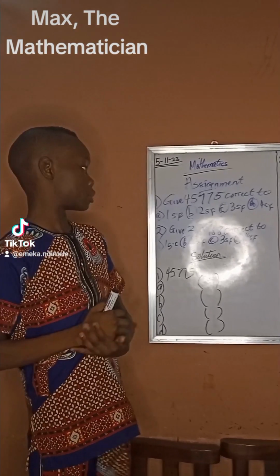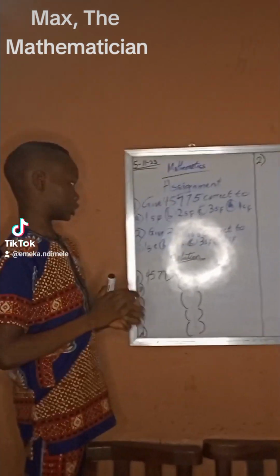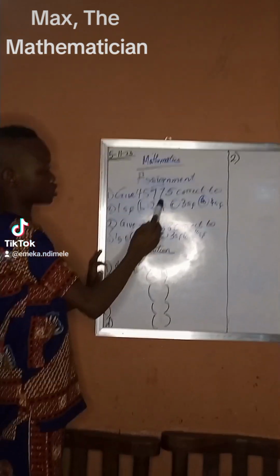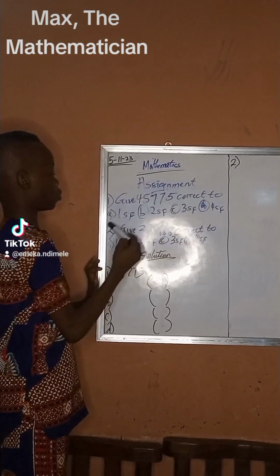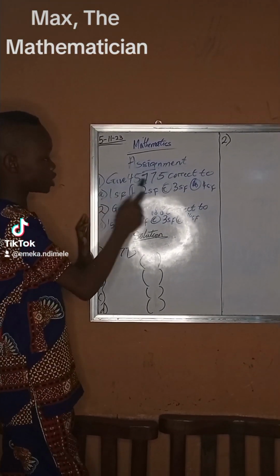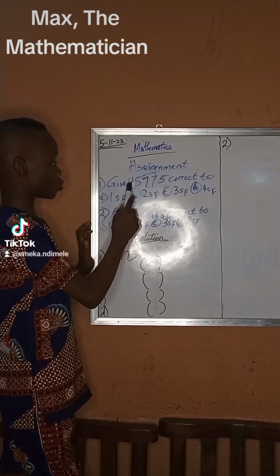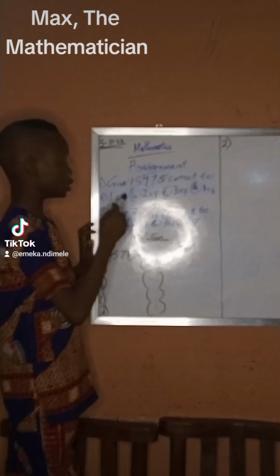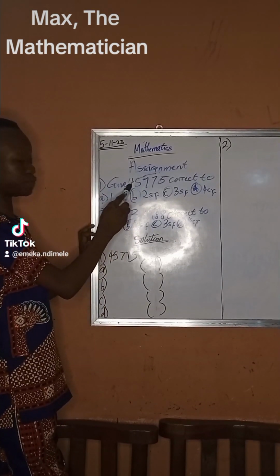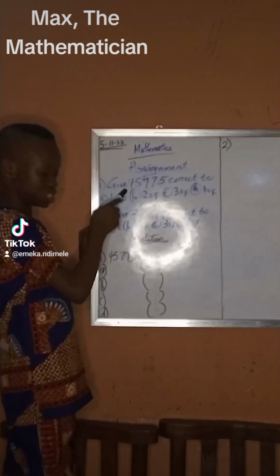Last class I gave an assignment, so let's do the correction of the assignment. Number one question: give 45,775 correct to one significant figure. If you look at this number, how many digits does it have? It has 1, 2, 3, 4, 5 digits. So this 4 is the first significant figure, the first non-zero digit.